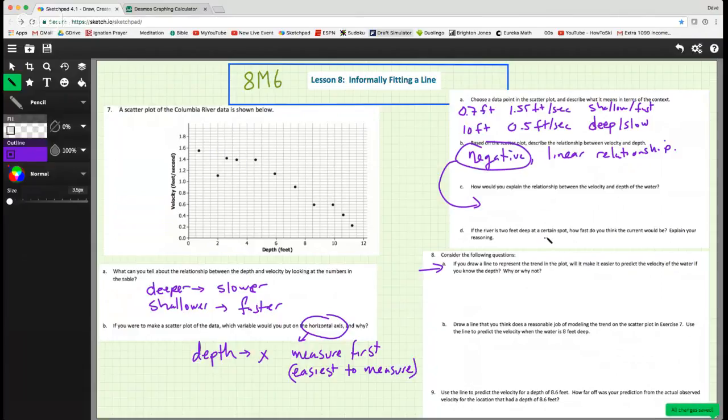I think the answer is, I think this is not a good estimate given the other points, because we think the line is going to be a little bit higher. So I think this is kind of like a trick question. I think it's going to be faster than 1.1 feet per second, which is where this point is. I think it's going to be probably more like 1.3.